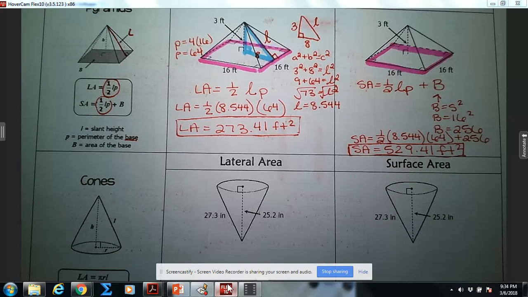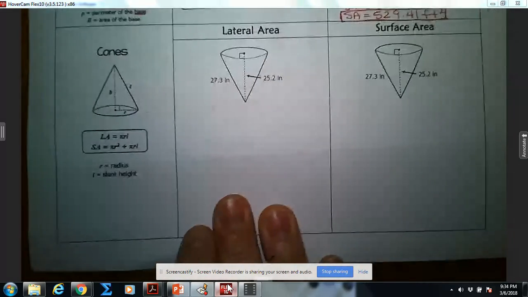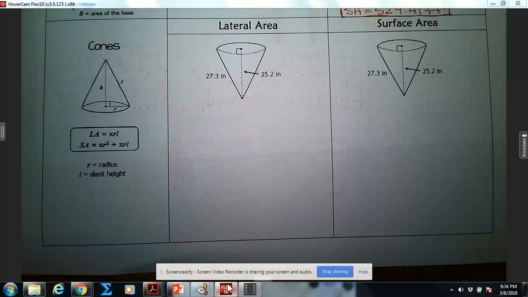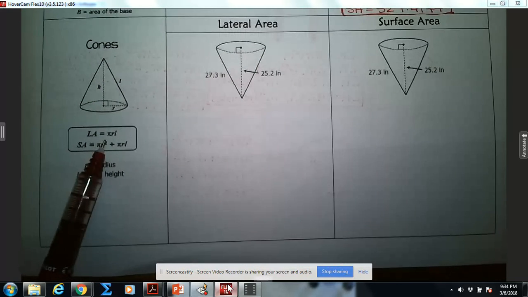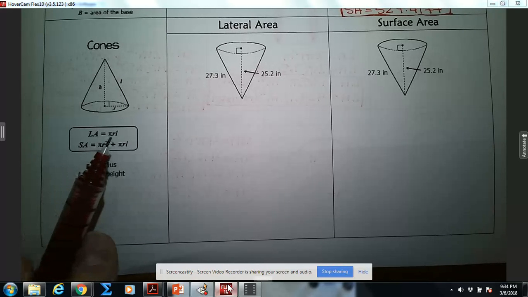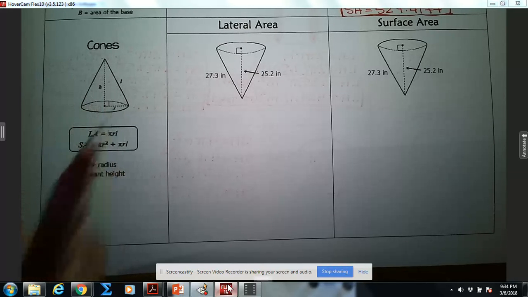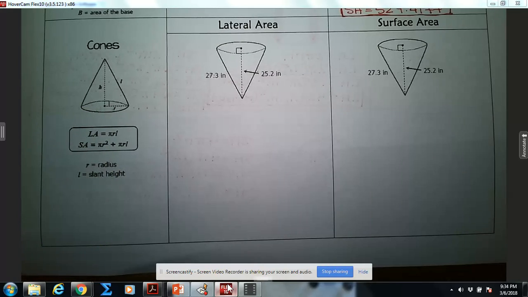Okay, we have one final shape. Our last shape is a cone. Let's look at this last shape. Sorry about that. Okay, so we're looking at the cone. We've got two different formulas. We have a lateral area formula. We have a surface area formula. Lateral area formula is pi times r, which is the radius, times L again, which is the slanted height. Okay, so let's start there.